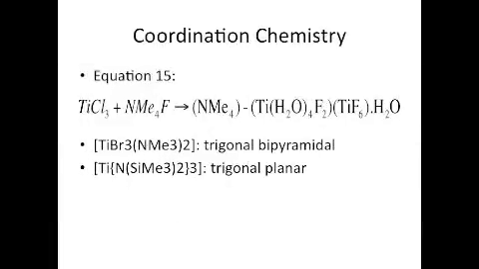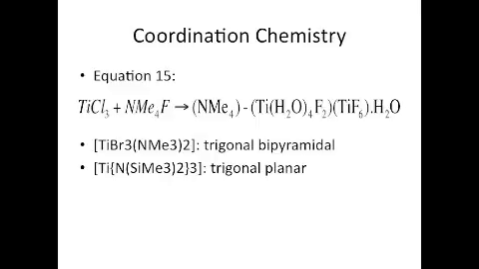Anionic complexes can be produced by reduction reactions. For example, titanium trichloride reacts with NMe4F to produce NMe4[Ti(H2O)4F2][TiF6]·H2O.